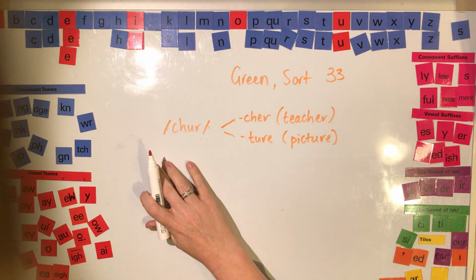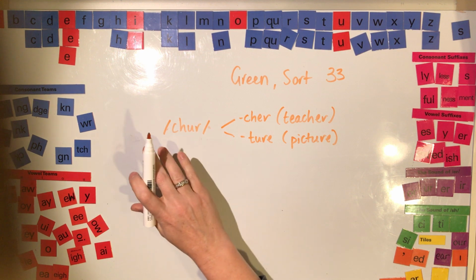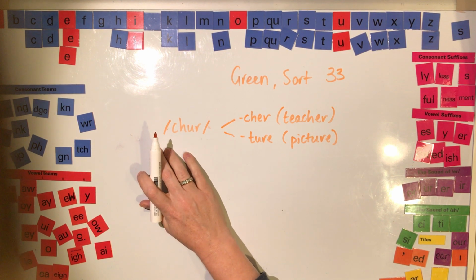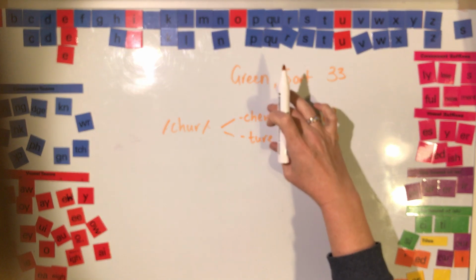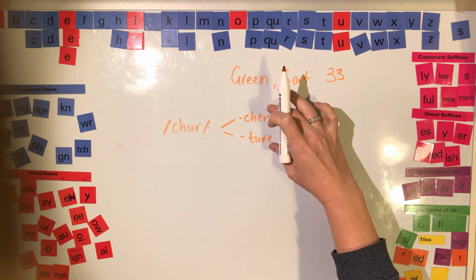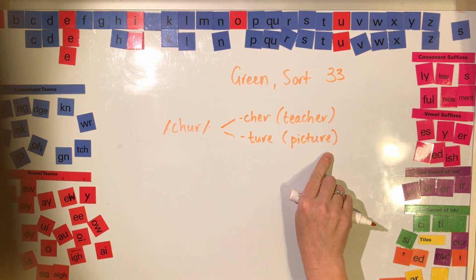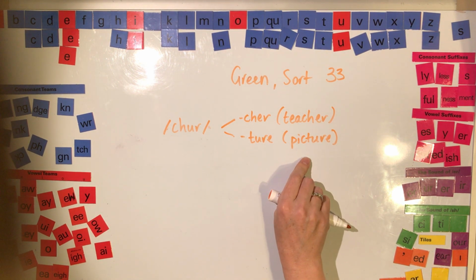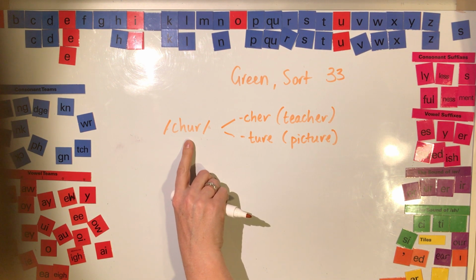So we're going to be looking at words that make this sound, but two different categories of words that make this sound. I'm just saying those in an exaggerated way to highlight the spelling, but when we say it, it's /ch/. Teacher, picture. We'll look at more examples of words that fit into those categories. So we're looking at the /ch/ sound at ends of words.